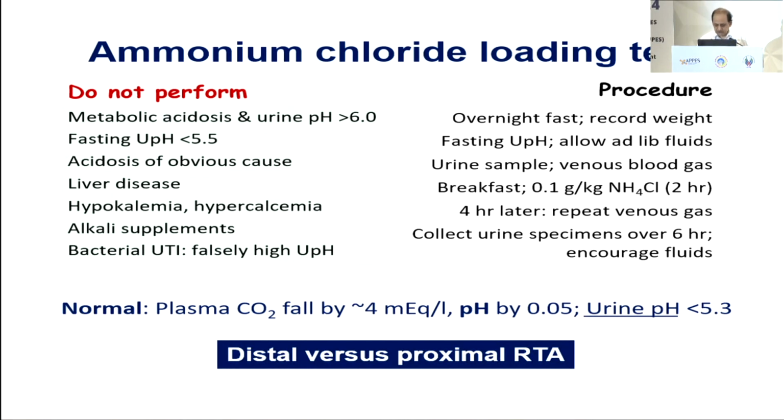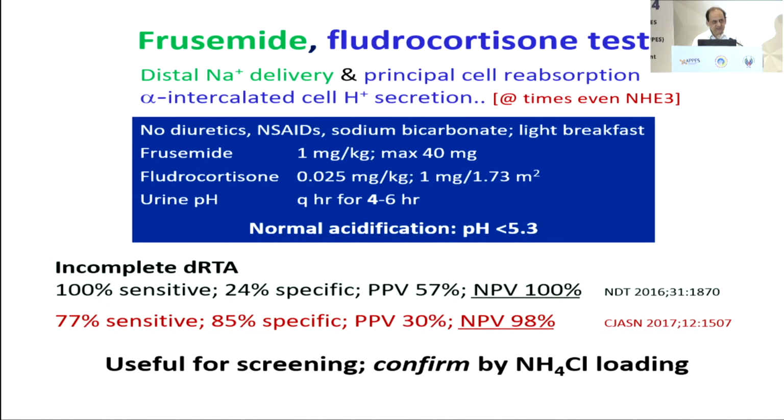And therefore, over the years, the test that we use instead is the furosemide fludrocortisone test. Again, here the aim is the ability to acidify the urine when you give furosemide plus fludrocortisone. What furosemide does is, it leads to increased distal sodium delivery. And when you have got an increased distal sodium delivery, you will have an increased hydrogen ion secretion.